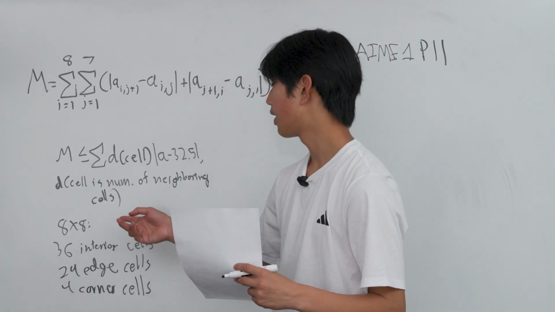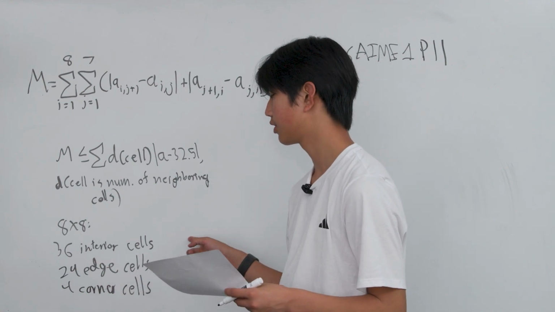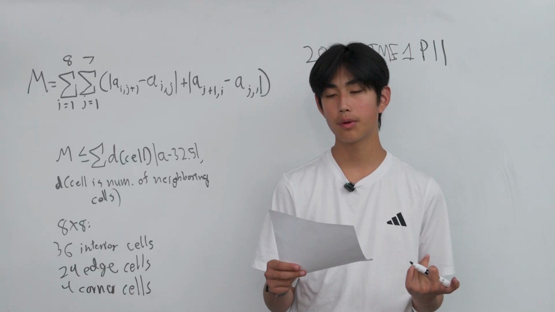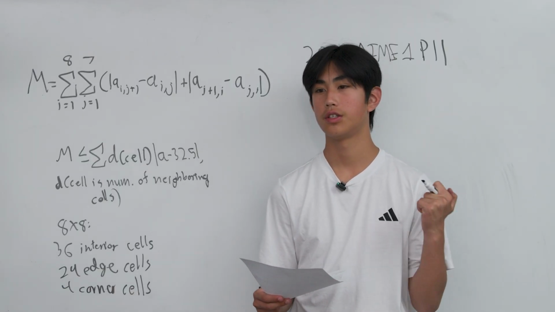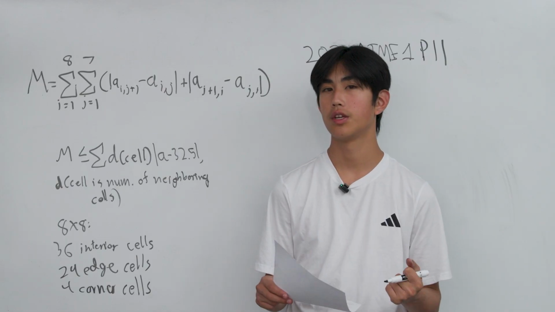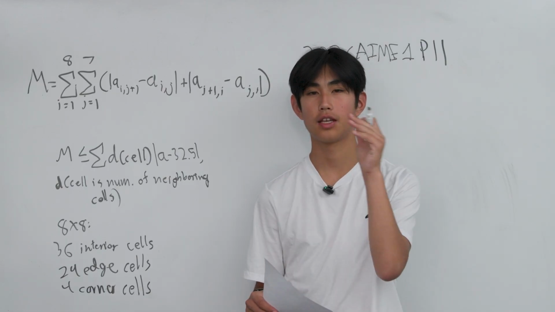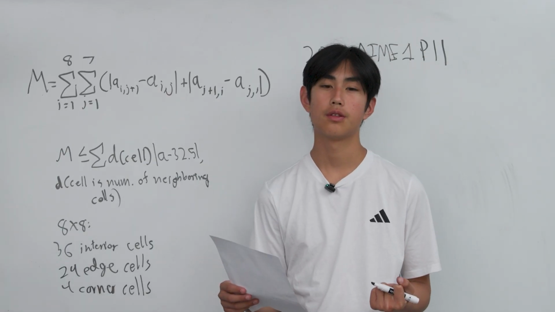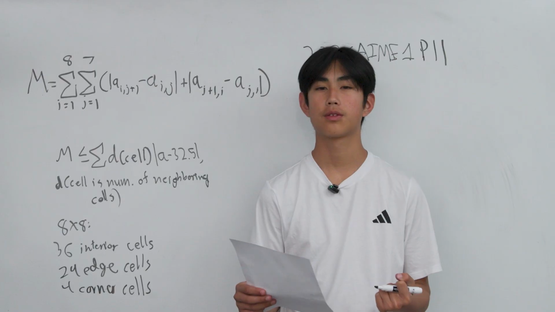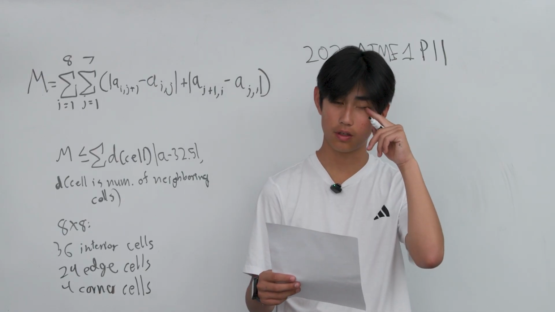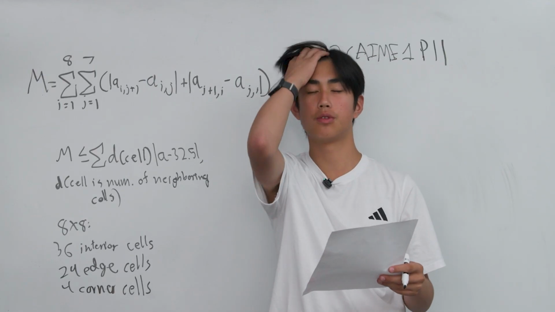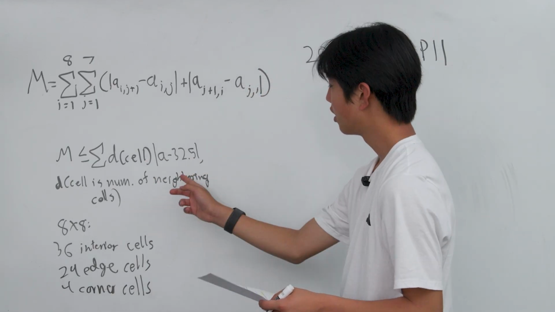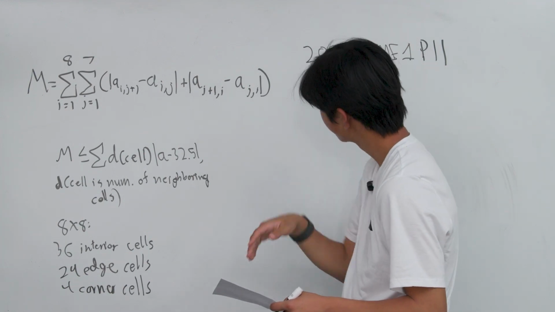Note that in an 8x8 grid, there are 36 interior cells, 24 edge cells, and 4 corner cells. Now, the number 32.5 holds significance in this problem because it is the middle of the values 1 and 64. So for two adjacent cells, the maximum difference is simply the sum of the differences of the two numbers from 32.5. So we have this formula right here that represents our current situation.